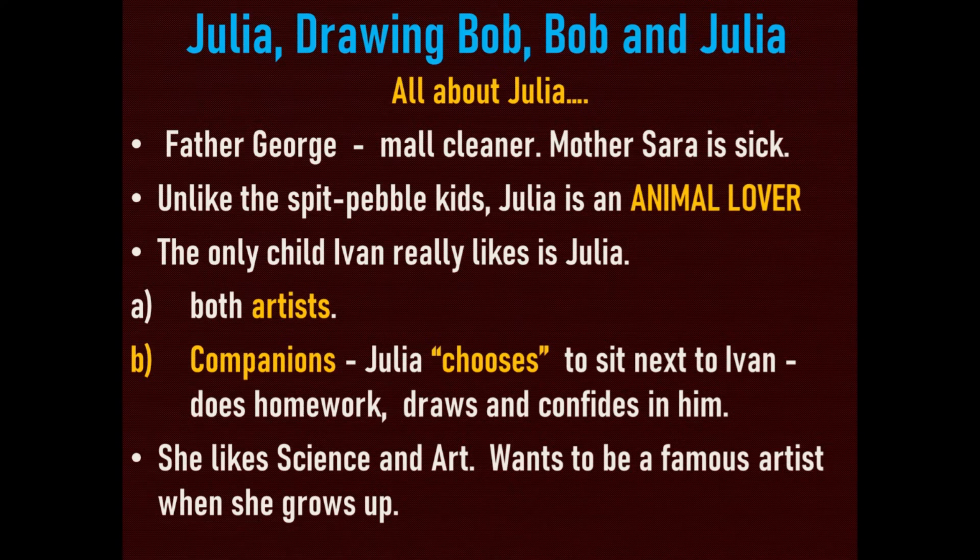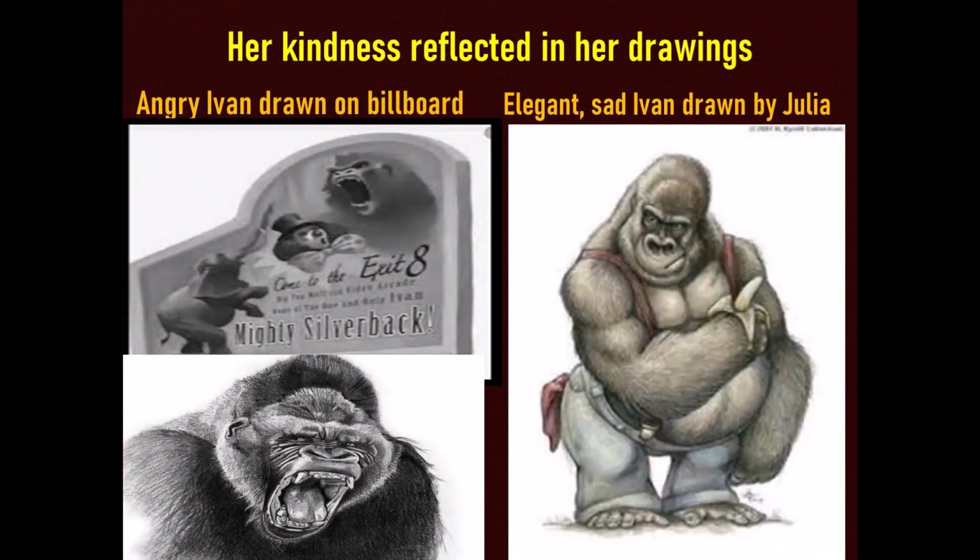We find that Ivan and Julia are like companions because they are both artists, and Julia actually chooses to sit next to Ivan to do her homework, draw, and also confides a lot in him about all her problems in school. She likes science and art and wants to be a world famous artist when she grows up. Her kindness is reflected in the drawings she makes of Ivan.